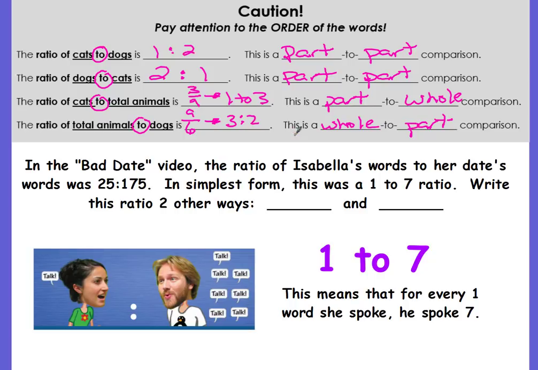Well, the three different ways of writing it: with the word to, which is what they have here, using the colon to represent the word to, so 1:7, or writing it in fraction form. This means that for every 1 word that Isabella spoke, her date spoke 7 words.